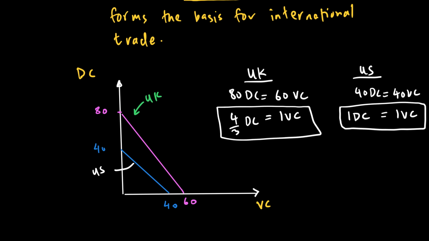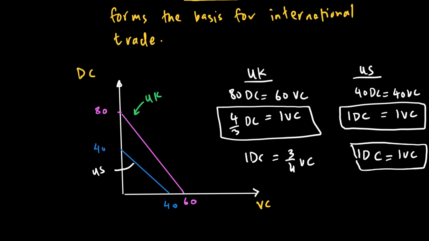So the numbers suggest very clearly that when US makes one vacuum cleaner, they only lose one digital camera. But when UK makes one vacuum cleaner, they lose more. They lose 4/3 of digital cameras. Clearly, UK does have an absolute advantage, but not a comparative advantage, because they lose more in terms of digital cameras. But when you look at 1 DC, it's 1 DC is equal to 3/4 of vacuum cleaner, and here 1 DC is equal to 1 VC. So when it comes to production of digital cameras, you can say that UK is really good at making digital cameras because they're only losing 3/4 of a vacuum cleaner.